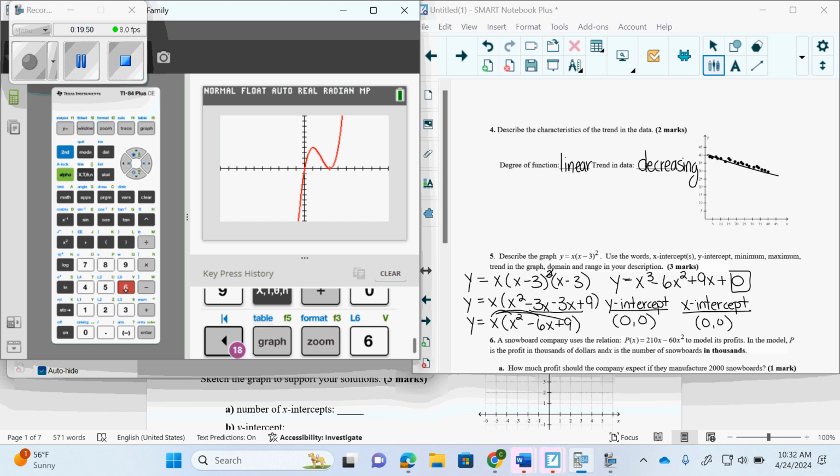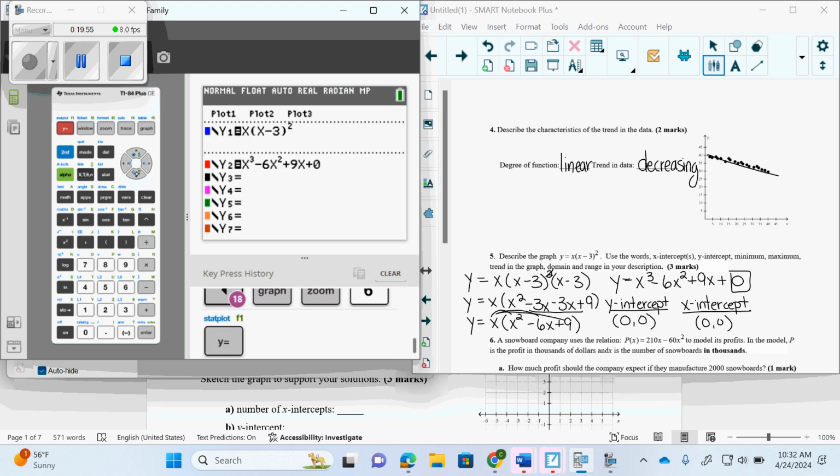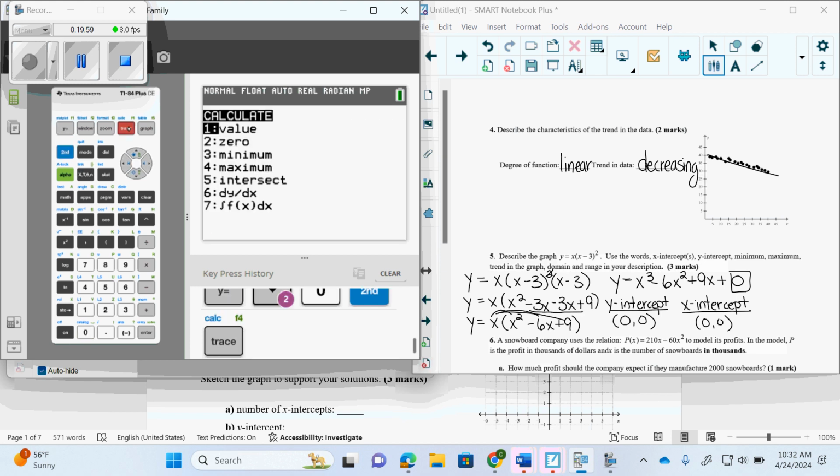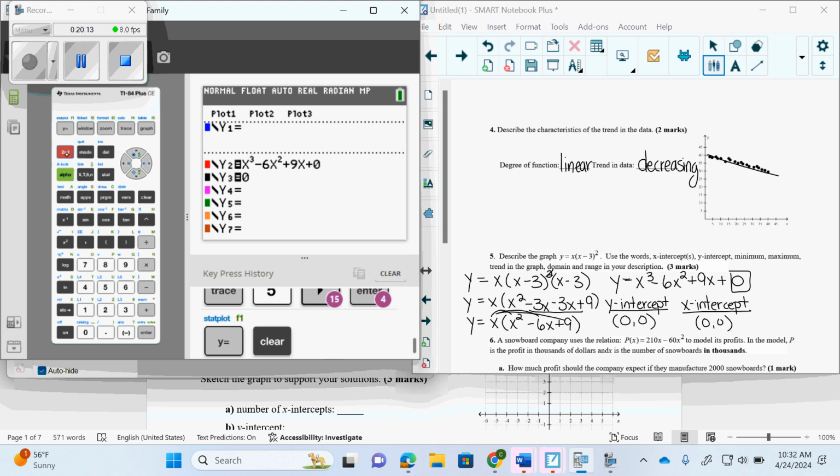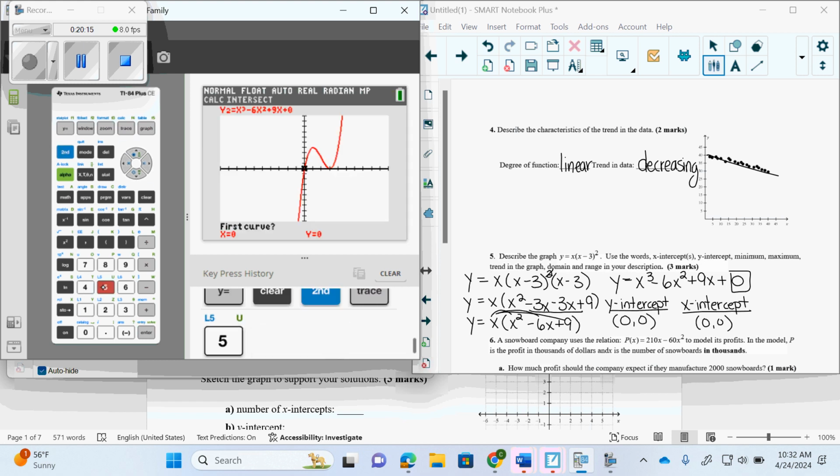So we do have an x-intercept at 0, 0. Then it looks like we possibly have two other x-intercepts. So I'm going to go second trace, intersect, which is 5. Enter, enter, enter. Oh, it's intersecting with itself. I have to take one of these off. Okay. Second trace 5. Enter, enter, enter. 0, 0.